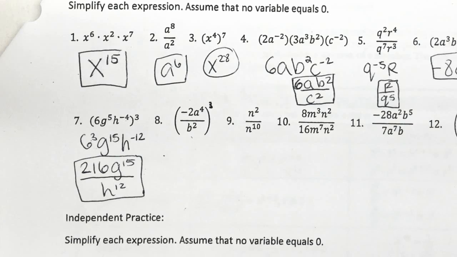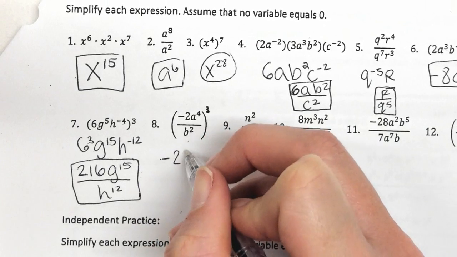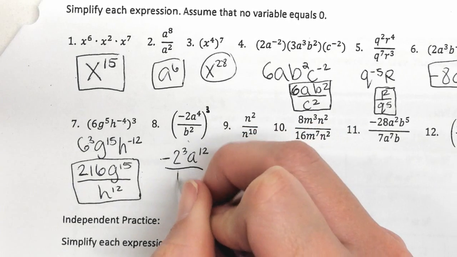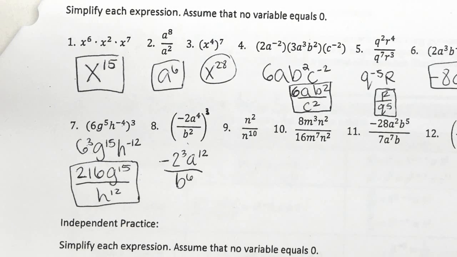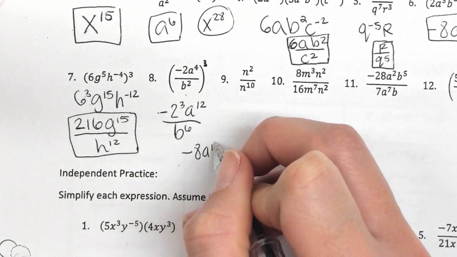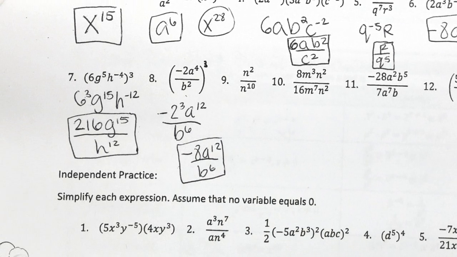So that's a 3 on the outside, so tell me what to write. Negative 2 to the, a to the, and on bottom, b to the, good. Alright, on this one, what's negative 2 to the third power? Negative 8, good. Negative 8, a to the 12th power over b to the 6th power. Very good. Any questions about that one? Everybody's good?